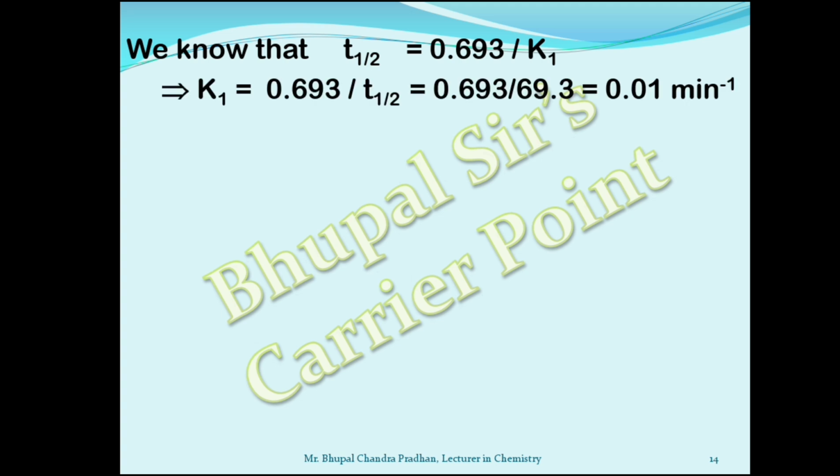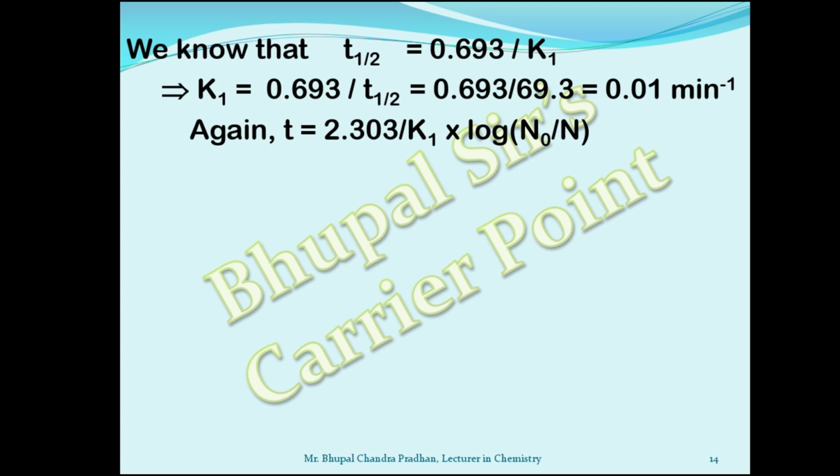Let us come to the solution of the problem. We know that t half is equal to 0.693 by K1, which implies K1 is equal to 0.693 by t half. In the question, 69.3 minutes is given for 50% completion, that is t half is given. So 0.693 by 69.3 is equal to 0.01 minute inverse, which is K1.